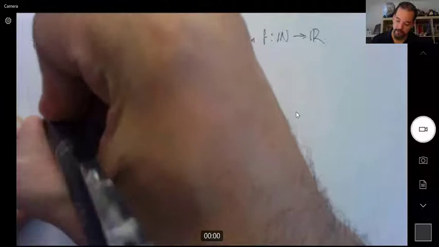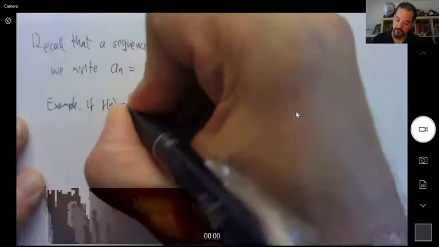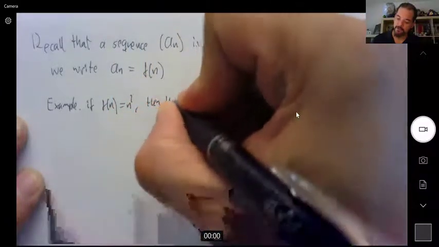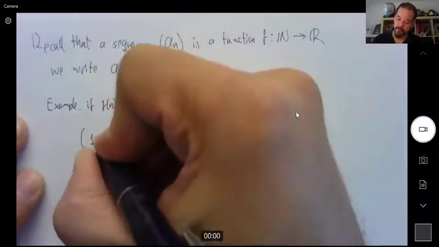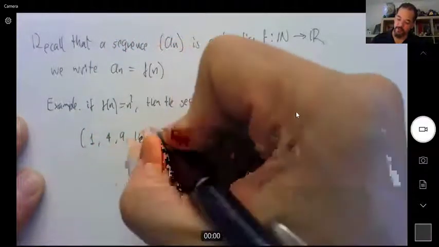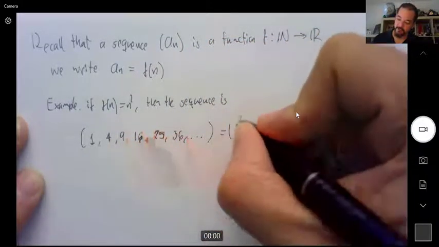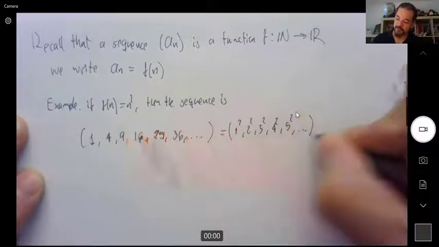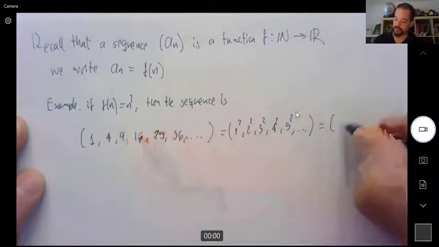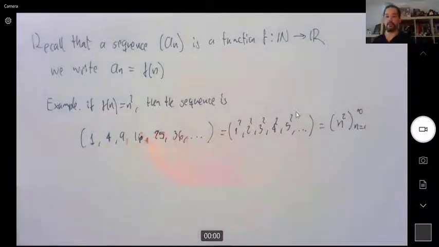So, quick example. If f of n equals n squared, then the sequence, and we can list the elements, is 1, 4, 9, 16, 25, 36, etc. Specifically, these are 1 squared, 2 squared, 3 squared, 4 squared, 5 squared, etc. Or in general, we could write it as n squared from 1 to infinity. Okay, so we talked about this last time.